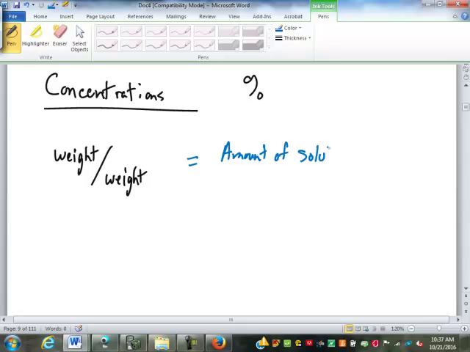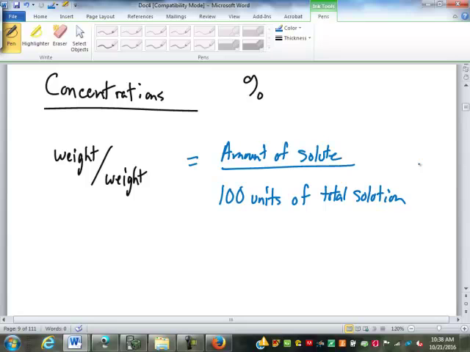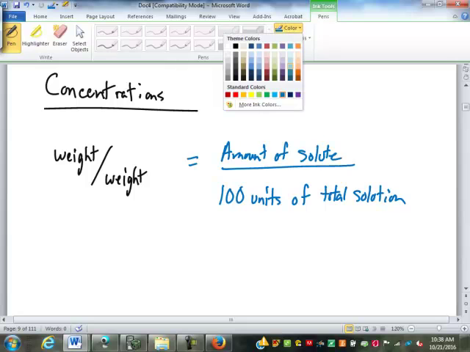I'll put in solute here because often when we're doing a weight in weight, we're actually dealing with a powder that is being put into a liquid. So the amount of solute is the weight of that powder that is being put in. And then, of course, per 100 units of total solution. Again, that's units of weight of that total solution. So it's still the amount of the solute or the serum to total is how that is calculated.